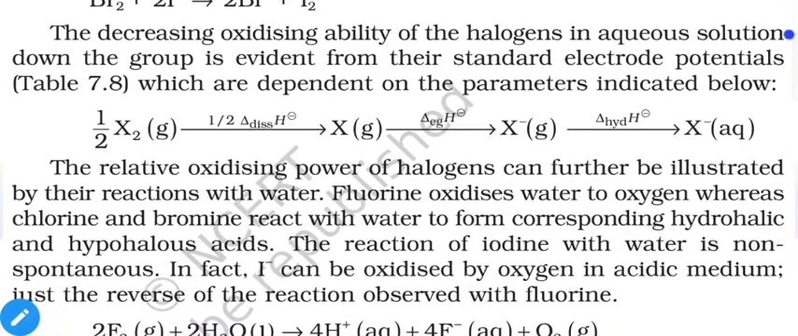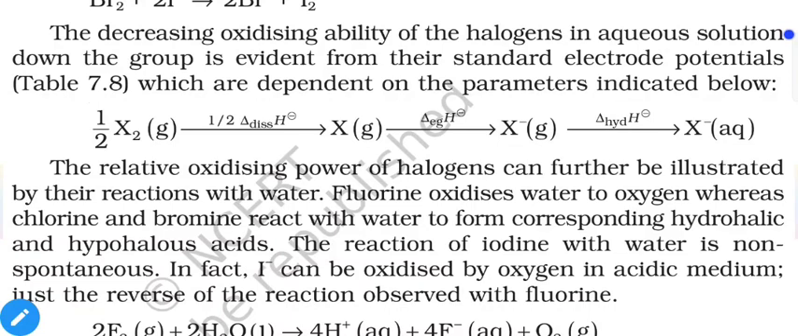The decreasing oxidizing ability of the halogens in aqueous solution down the group is evident from their standard electrode potentials, which depend on the parameters indicated below. In this case, first we have X2, that means the halogen, which dissociates into gaseous atoms. Later these gaseous atoms will gain electrons, and the electron gain reaction will occur, giving us a negative ion which will dissolve in solution. So these represent three different steps, that means from X2 to X- aqueous, we have to pass through three different steps.